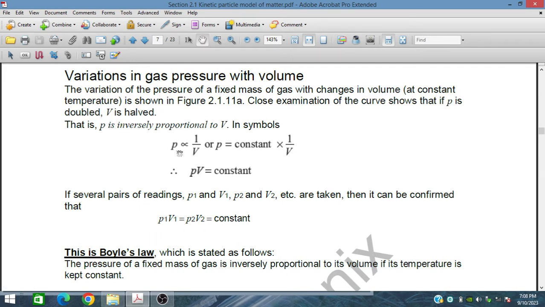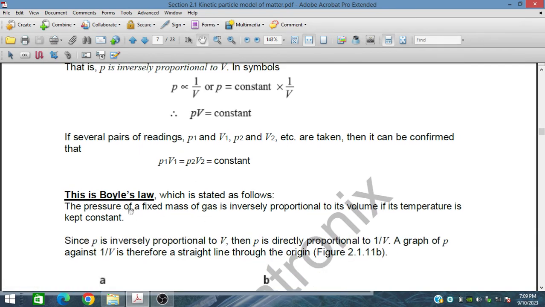So pressure is inversely proportional to volume. The product of pressure and volume will always be constant if the temperature is fixed. So this is called Boyle's law. Boyle's law states that the pressure of a fixed mass of gas is inversely proportional to its volume if its temperature is kept constant. At a constant temperature, the pressure is inversely proportional to the volume of a particular fixed mass of gas.